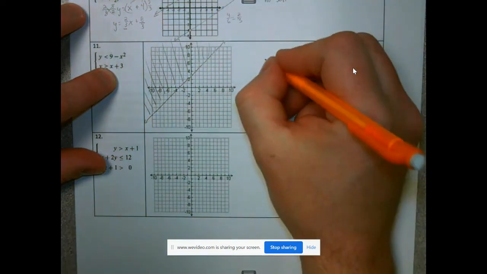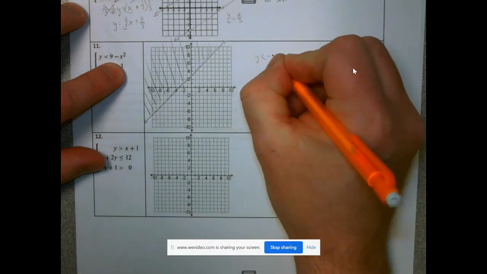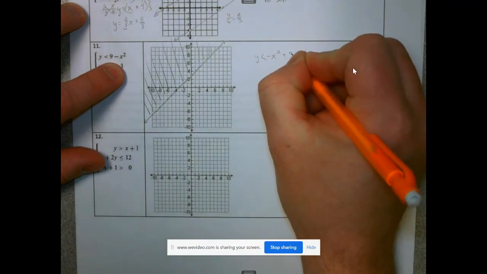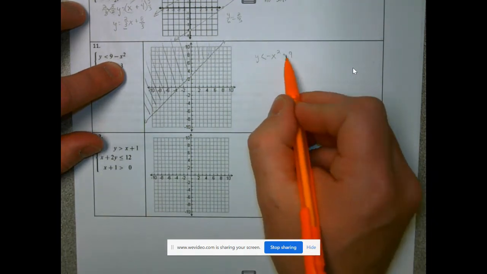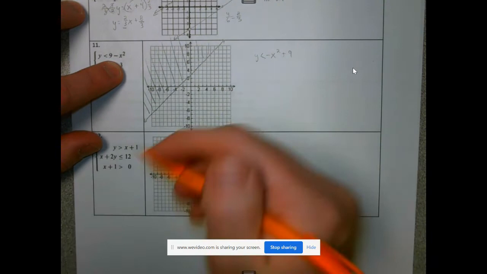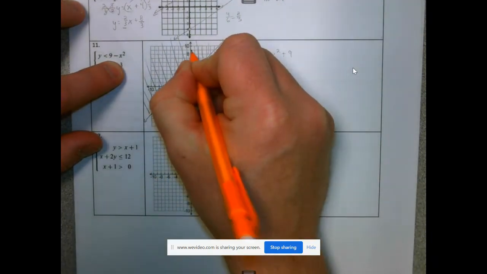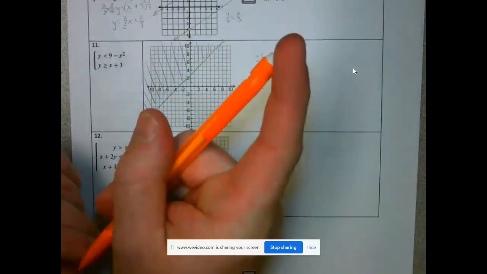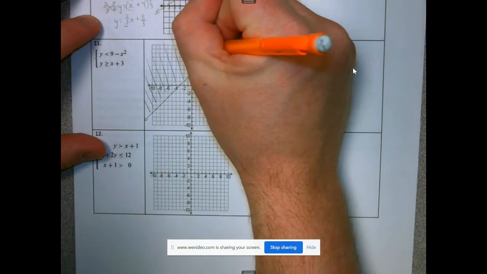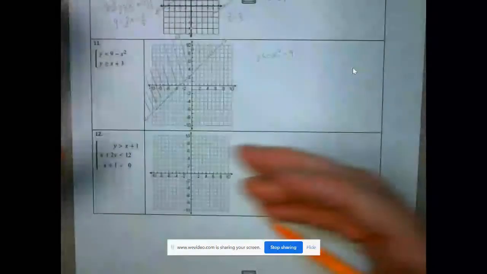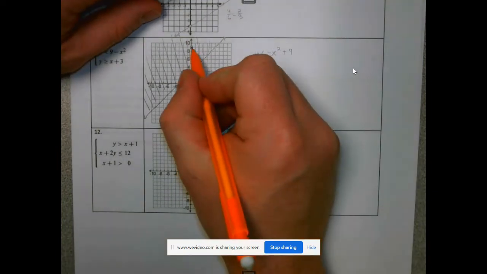Okay, now the next one is in a little bit different form. So we have y less than negative x squared plus 9. So this is a parabola that got flipped upside down and shifted up 9. Okay, so if I go up 9, and it's an open circle. There were no stretches or shrinks or anything like that. So it's the same parent function ordered pairs.